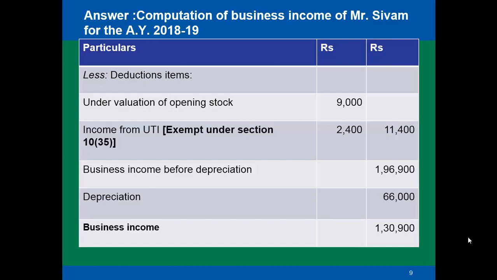So the business income before depreciation will be 1,96,900. Now we are going to add the depreciation as per the income tax rule which we have calculated earlier. So it comes to 66,000, which means that the business income now would be 1,30,900.